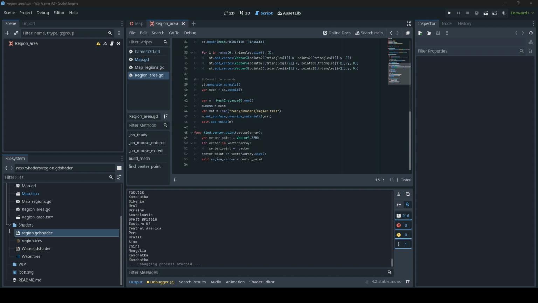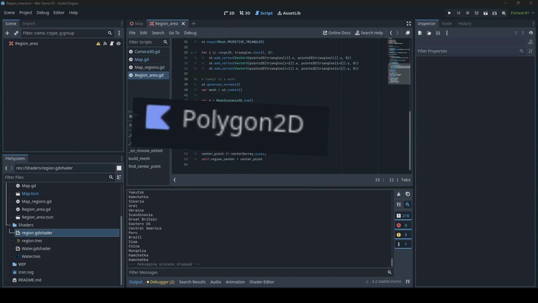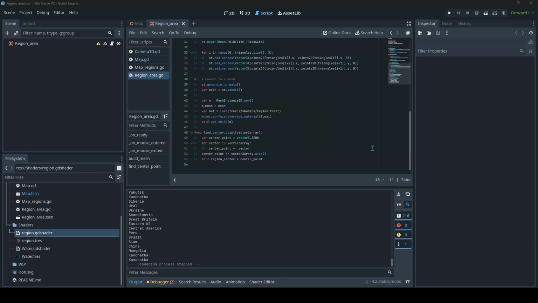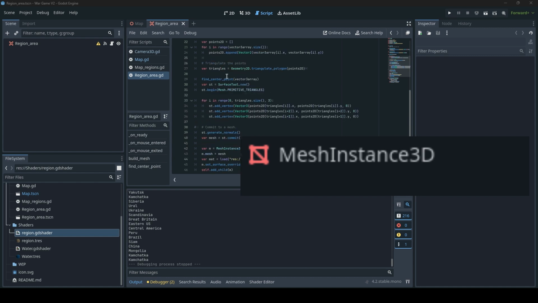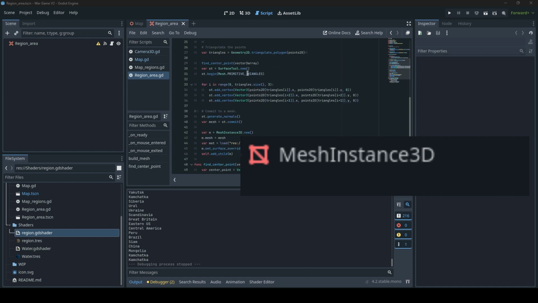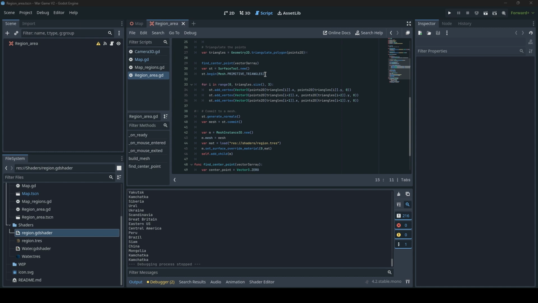One big problem that I encountered is that there is no 3D counterpart to Polygon 2D, which the project has relied very heavily on. So after searching far and wide, I found out that I do actually have to create a 3D mesh instead. So I used something called a surface tool, which is a standard Godot functionality, and created meshes out of the polygon points. It's not directly straightforward, as you have to triangulate and draw triangle by triangle.